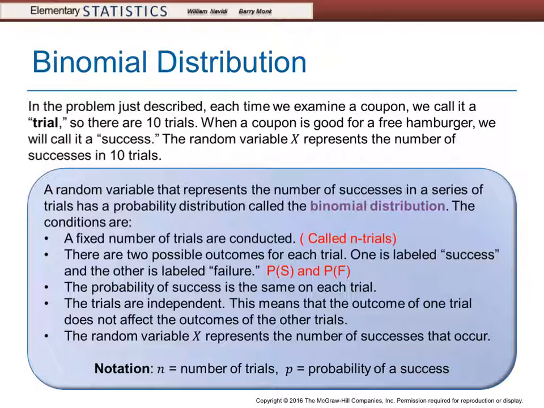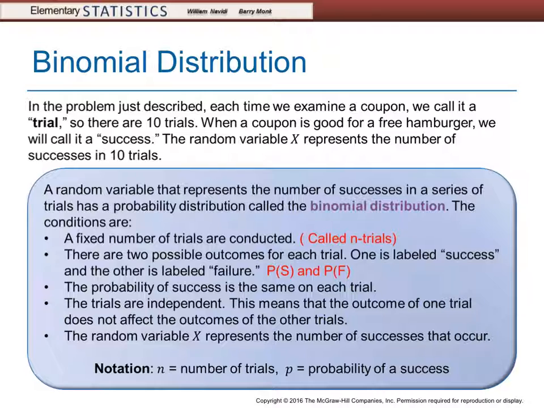So, a random variable that represents the number of successes in a series of trials has a probability distribution called a binomial distribution. The conditions are as follows. A fixed number of trials are conducted. We call this n trials. There are 2 possible outcomes for each trial. One is labeled success, the other is labeled failure.